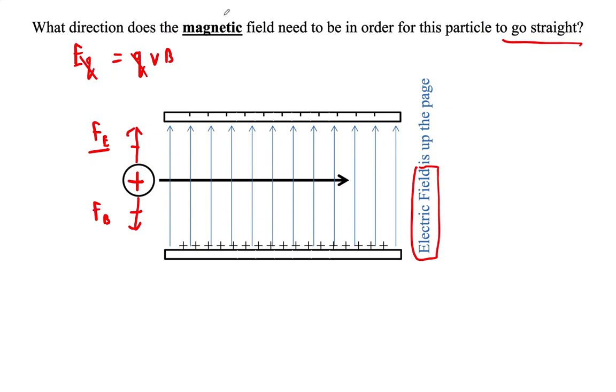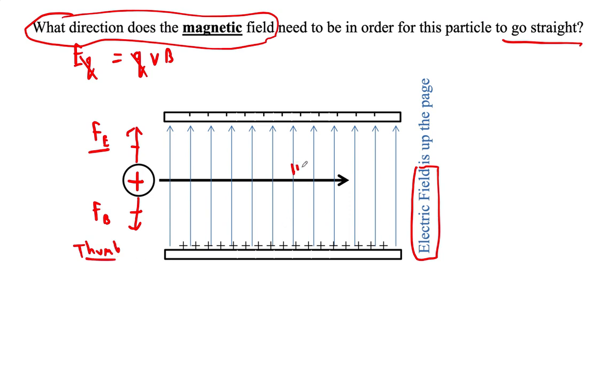So now the question is, what direction does the magnetic field have to be to counteract this upward electric force? Well, it's got to exert a downward force. So that's our thumb in that calculation, right? So put your thumb that way, put your index finger this way. Okay, so I've got my index finger to the right, I've got my thumb down the page, and after some contortions, I've got my middle finger pointing out of the page, okay?